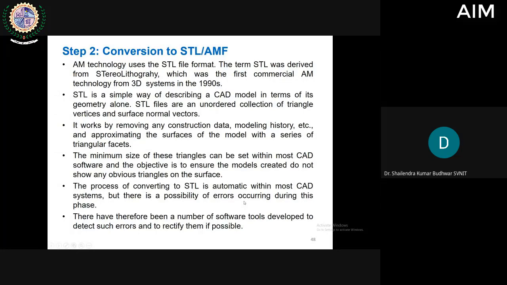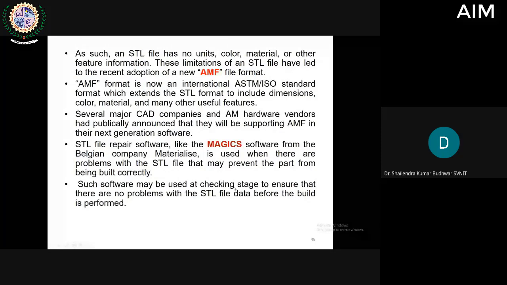Nowadays, in place of the STL file, some machines are also using the AMF file format, because in the STL file there is a problem that there are no units, color, material or other feature information. So these limitations of an STL file have led to the recent adoption of a new AMF file format.